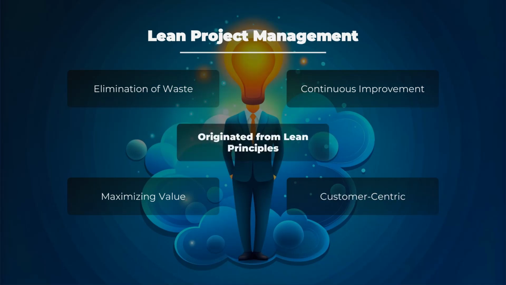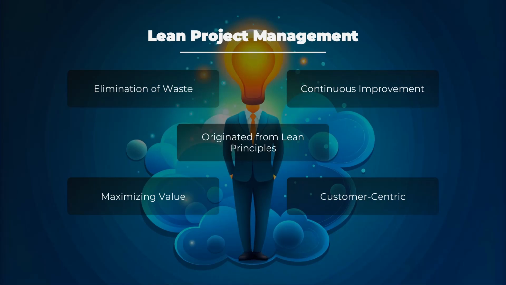Originated from lean principles. Lean project management is derived from the lean principles developed in manufacturing, specifically the Toyota production system. It adapts these principles to project management, focusing on eliminating waste, delivering on time, and continuous improvement to improve project performance and create value.